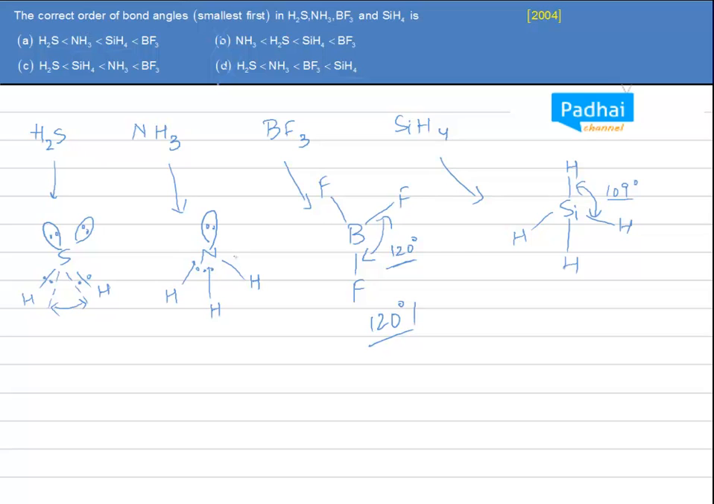This will be a little distorted because bond pair lone pair repulsion is more as compared to bond pair repulsion, right. Bond pair, that means N-H bond and this lone pair repulsion will be more. That means bond angle will be a little less as compared to 109 degree. So that means this SiH4 will be having a greater bond angle as compared to NH3. So that means option A is correct.